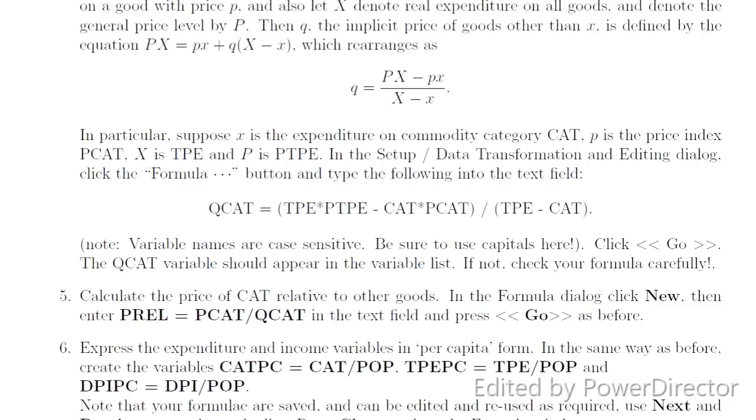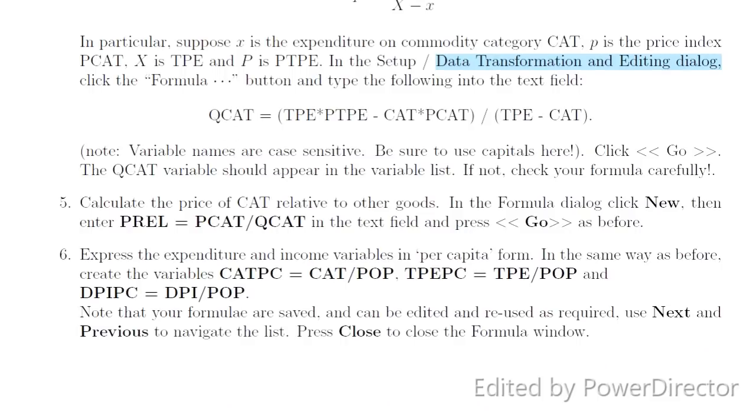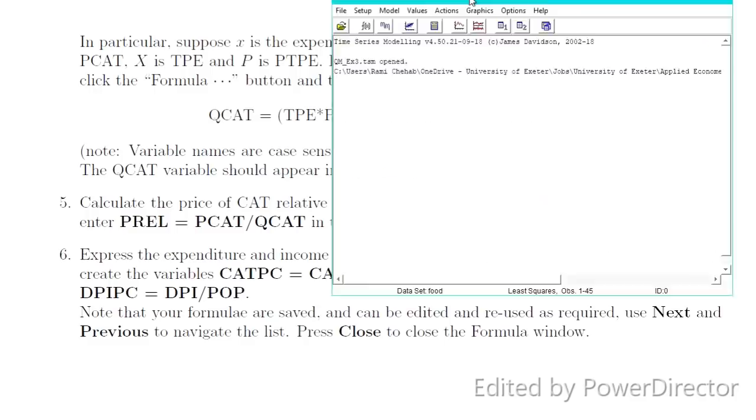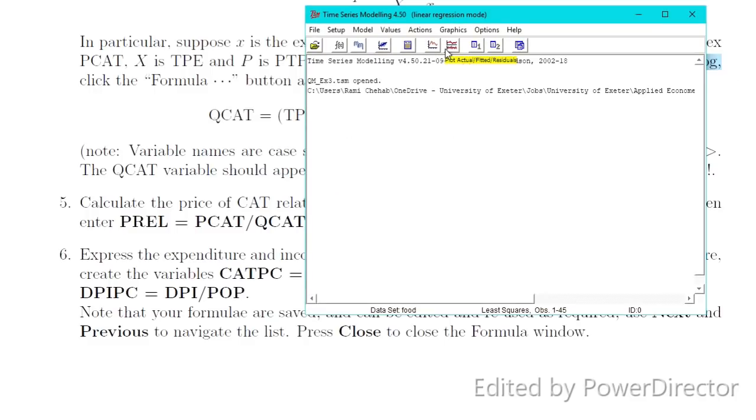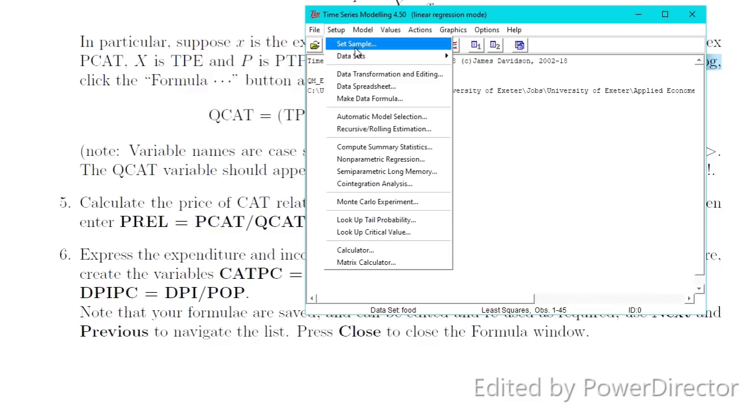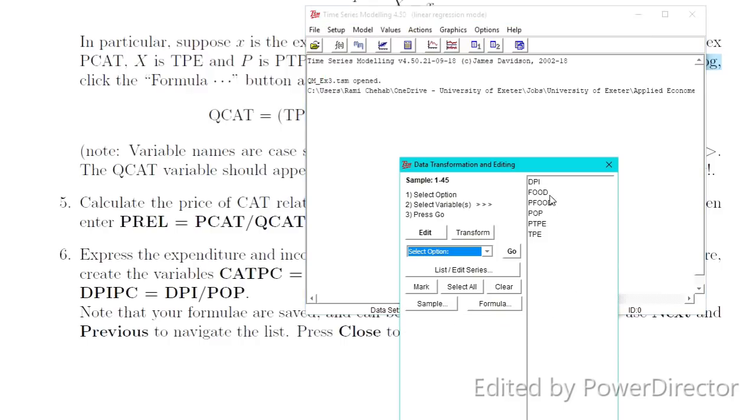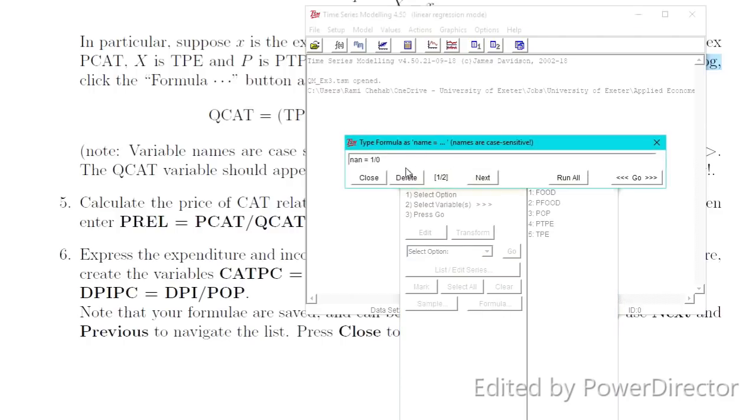Now that we have said this, we have to go to TSM, and we have to go to setup, transform data, and edit dialog, and click on the formula, and we have to put this formula. So if we go to TSM, we will see that we can open setup, data transformation, and then we have to write formulas. So let's write the formulas down.